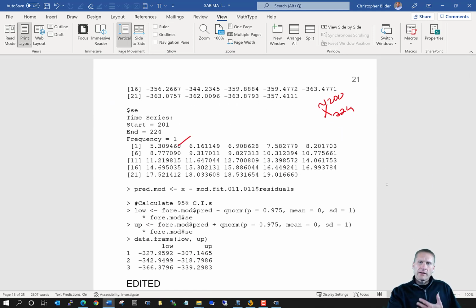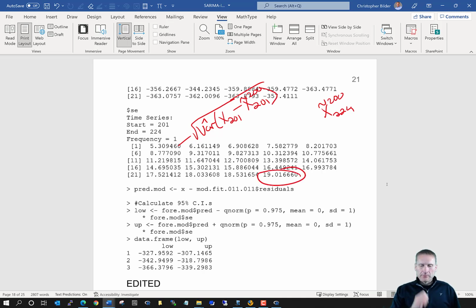Here's the corresponding standard error for that forecast error. So this is the square root of the estimated variance of x201 minus x tilde 201 superscript 200. And you can do a similar thing then for 224.